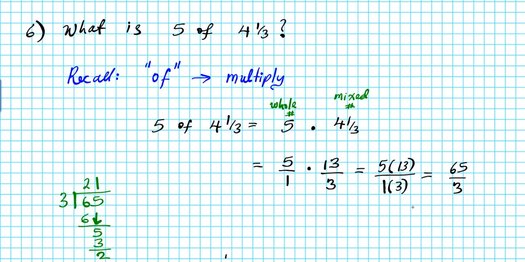So our final answer in mixed number form is 21 and 2/3. Okay, now let's take a look at some division problems. Alright, we've been doing multiplication for a little bit, so now let's take a look at division.